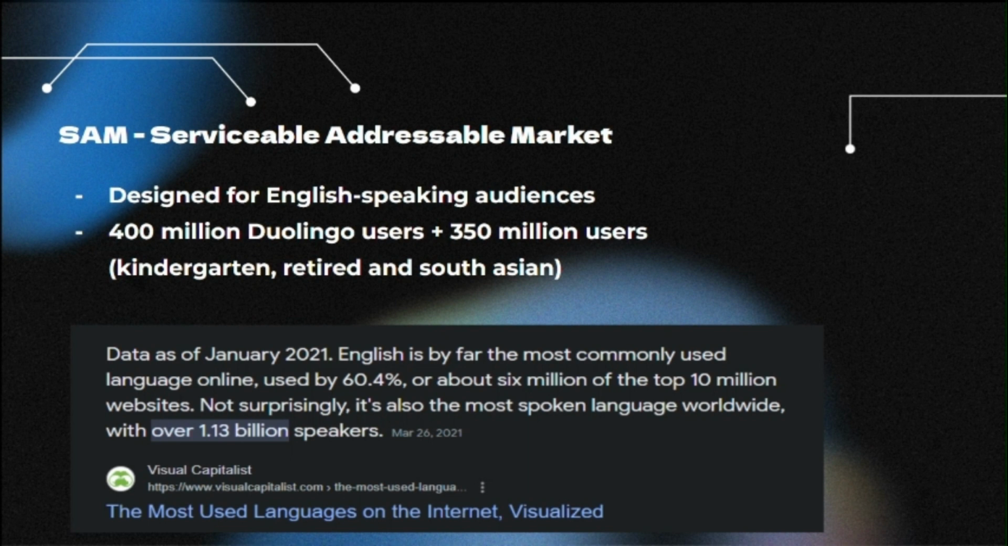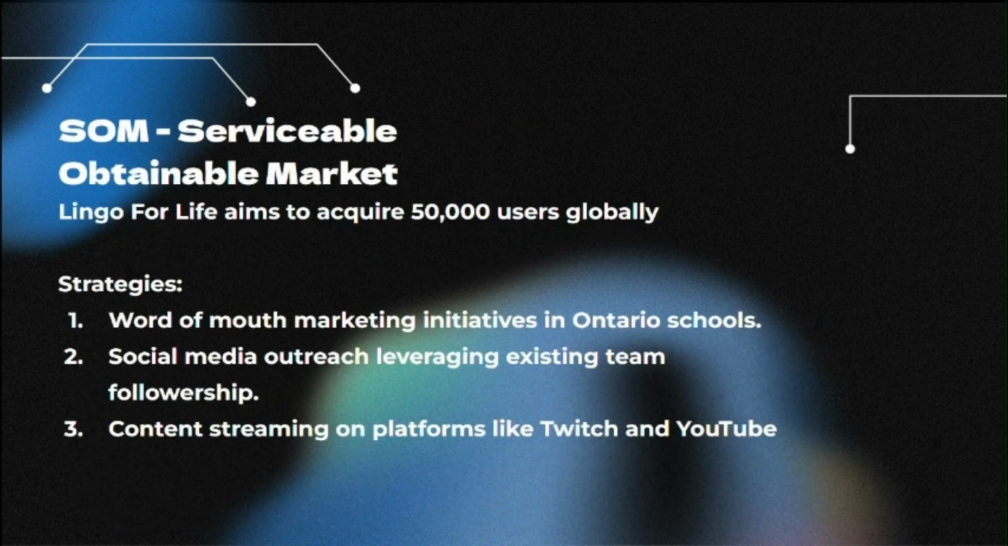And this claim of 750 million users is actually supported by another study that found out about 60% of the internet users are English speakers. This is from 2021, so in 2024 we should expect this number to go down to about 50%. So if we halve the 1.5 billion users, we get to 750 million users. So that's our SAM.